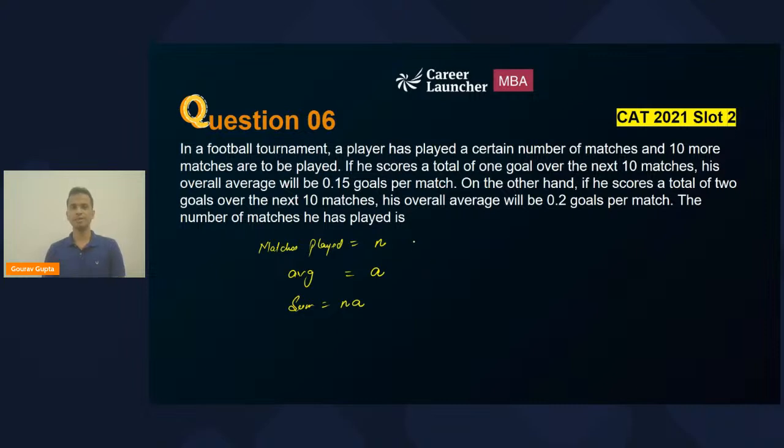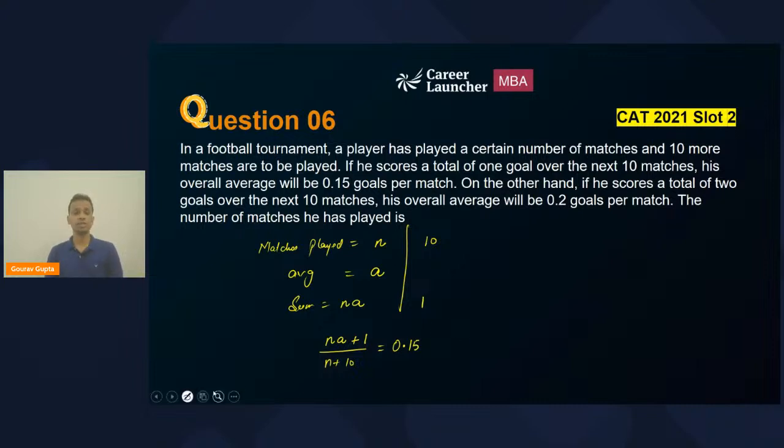Okay. Now 10 more matches are to be played, right? If he scores a total of 1 goal over the next 10 matches, it's not the average, it's the total of 1 goal. So what will be the average now? The sum earlier was na plus 1 more goal, divided by the number of matches. And this average is given as 0.15.